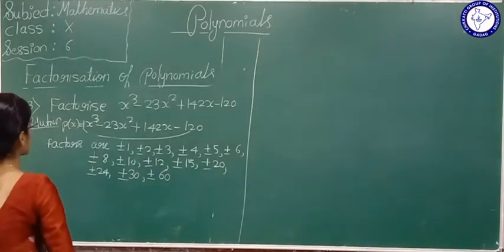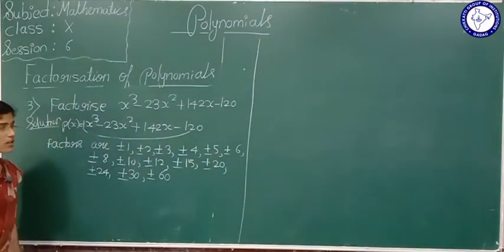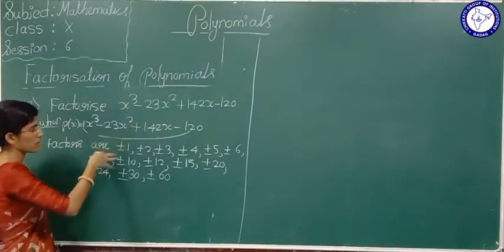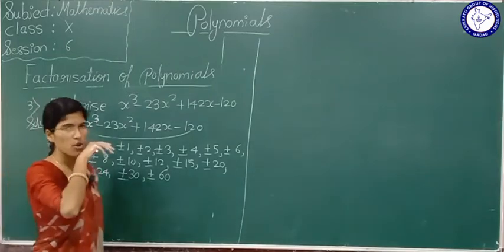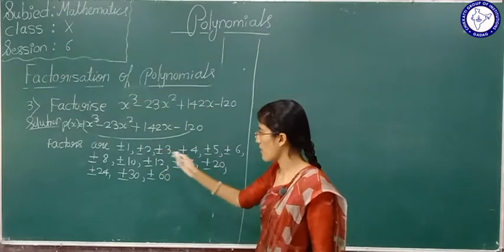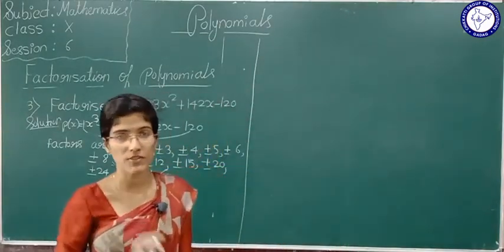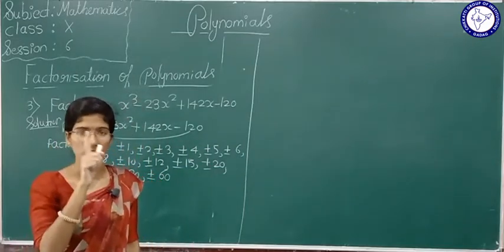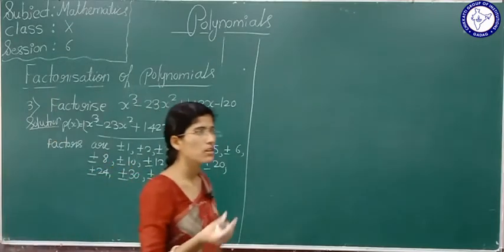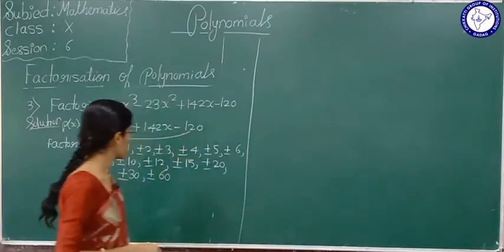Now see here students, the factors of minus 120 we have written. If you go on putting these values here, in a cubic polynomial we are going to get the 3 factors. If we go on checking for every value, it's time consuming. Our time will be consumed very much. What we will do, we will find out one factor. Afterwards, by long division, we will find out the remaining factors.